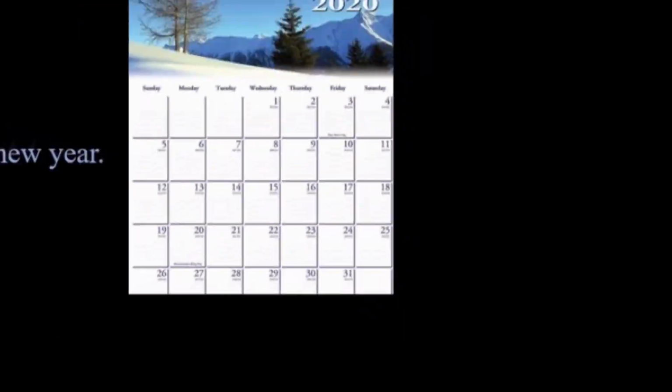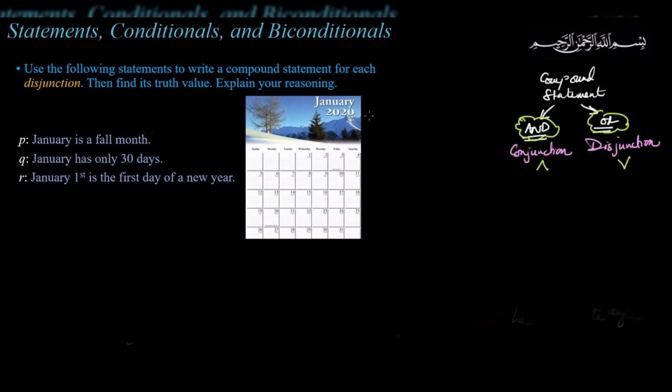Okay, here's the example using disjunction. The instructions are basically the same. Use the following statements to write a compound statement for each disjunction, then find its truth value. Explain your reasoning. So January is a fall month, right? No, it's a winter month, at least here in Chicago. So that's a false statement.